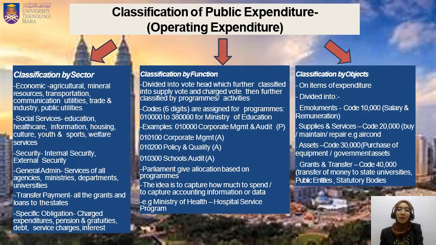Okay, so this one, who is going to be in charge is actually the units of treasury and the project officer. They will know all the vote. And another one is for the parliament, and they give allocation based on the program. So the idea here in the classification by function is to capture accounting information or data. We do this by function because we want to know how much we're going to spend and how the accounting department will record the information.